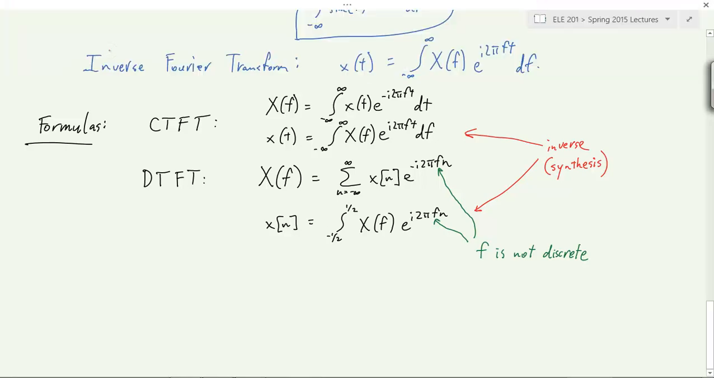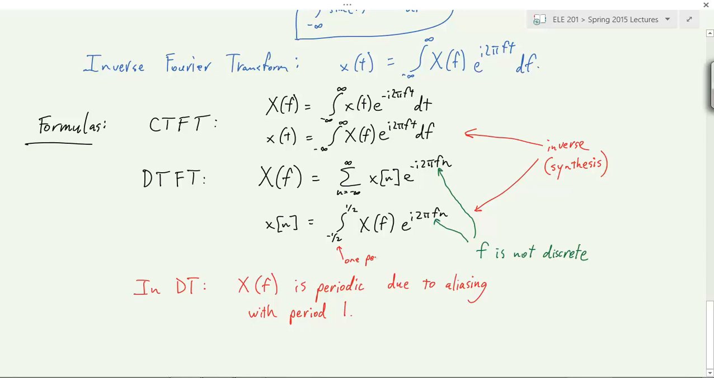Why is that? Well, because just like we saw with the Fourier series, in discrete time, X of f is still periodic, due to aliasing. So for the same exact reason that we had periodic coefficients in discrete time, we have a periodic X of f with period 1. Okay? And to invert it, you only integrate over one period.